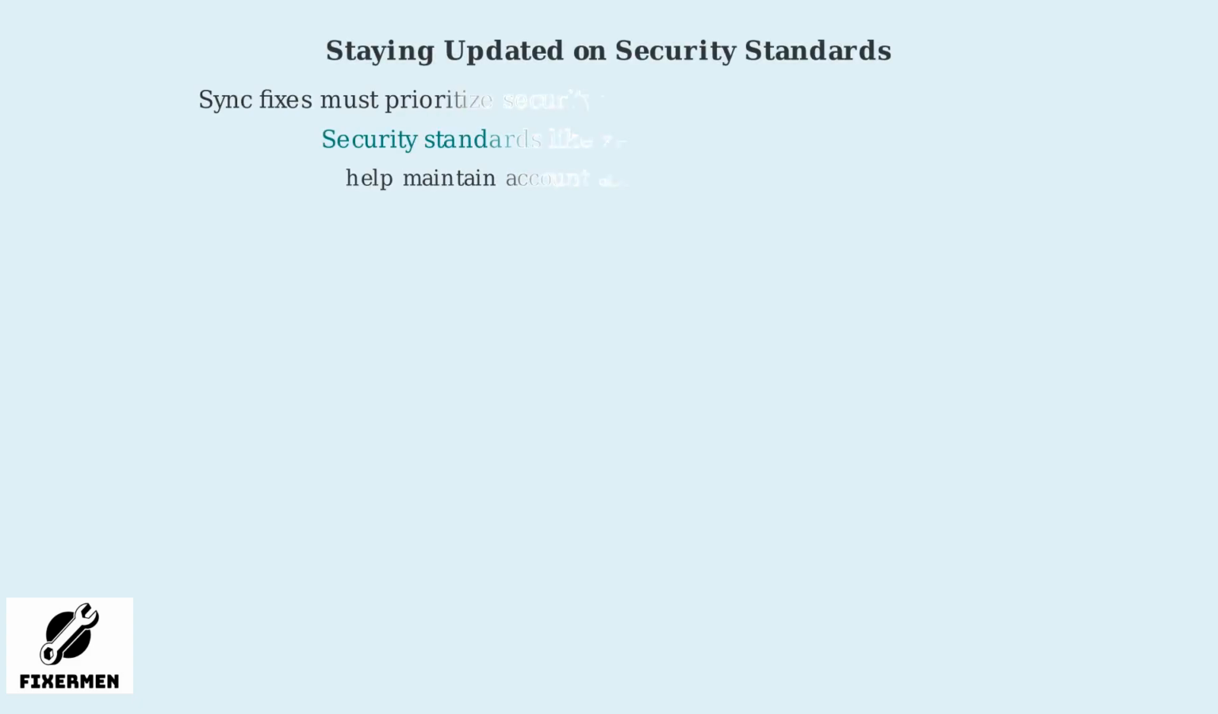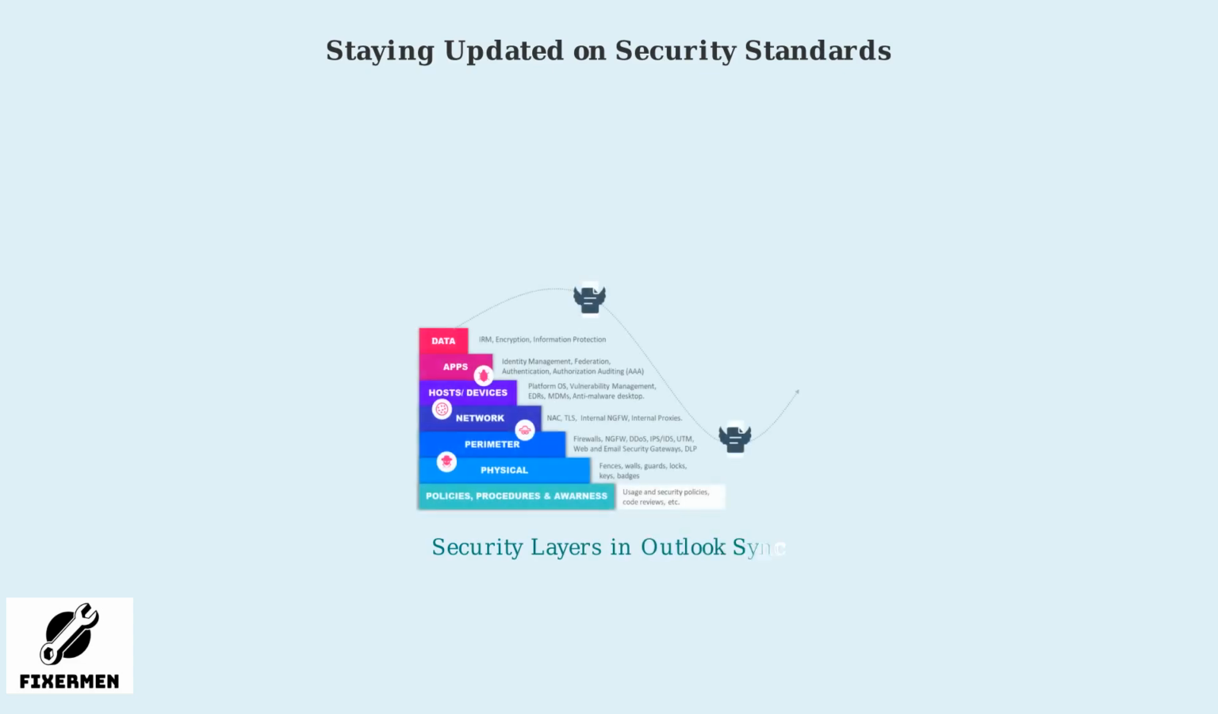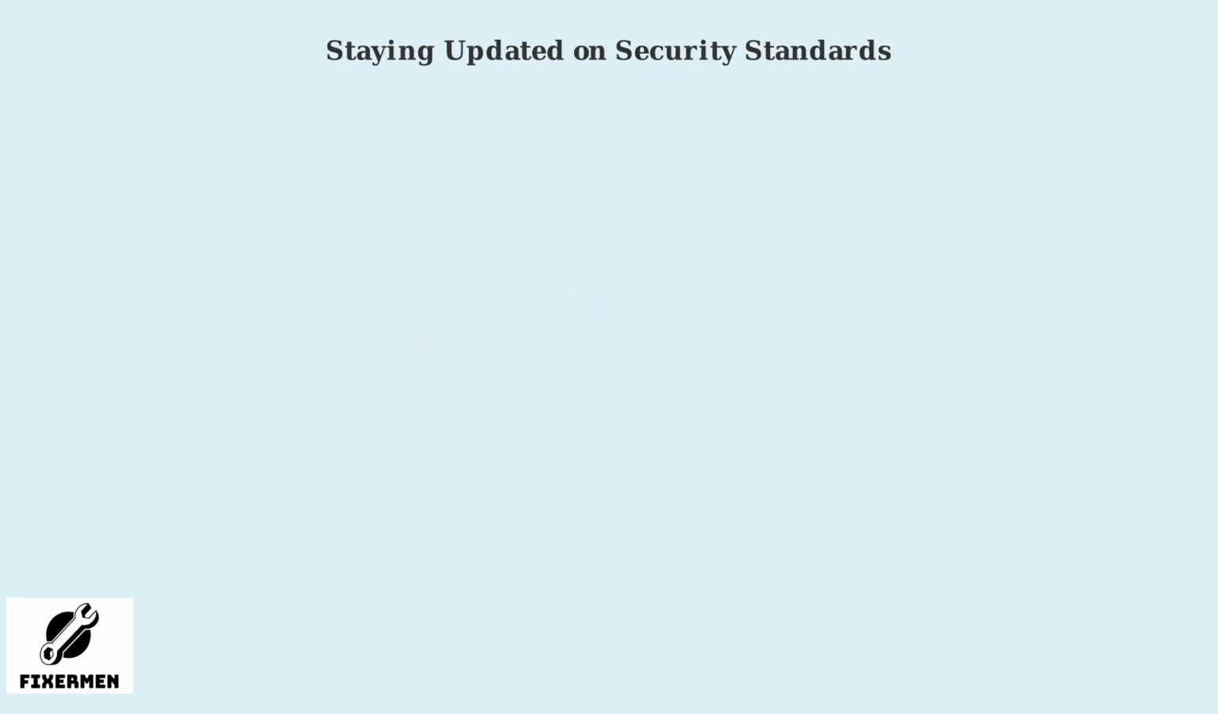Sync fixes must prioritize security to prevent errors and protect data. Security standards like Zero Trust authentication help maintain account access and data integrity. This layered security approach, shown in the diagram, includes protecting data, apps, devices, networks, and more. Each layer works together to keep your Outlook sync secure. Stay updated with evolving standards to avoid sync issues related to authentication and access. Regular updates ensure your data remains secure and sync errors are minimized.